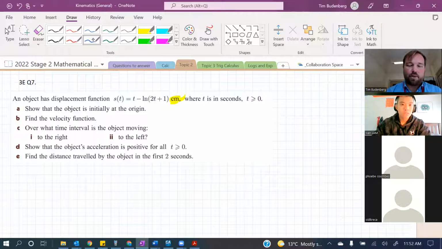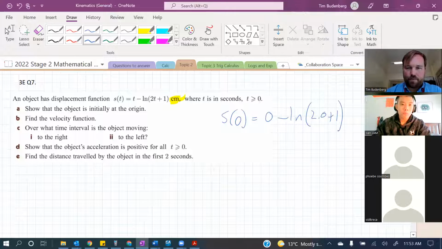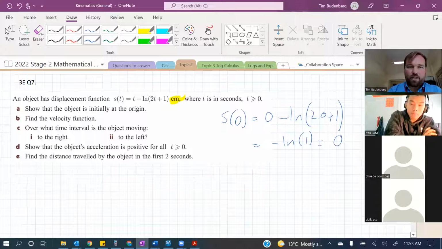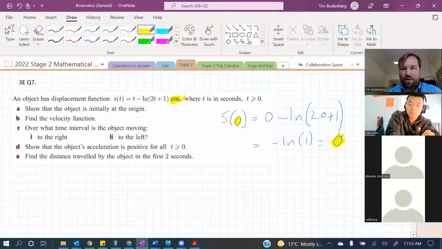All right, so the initial placement of the object is s of 0. We put in 0 minus ln(2 lots of 0 plus 1). This is minus ln of 1. The natural log of 1 is 0. So that would show that when time equals 0, the displacement is 0. So we're starting at the origin.